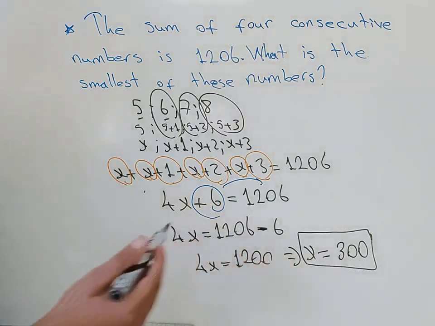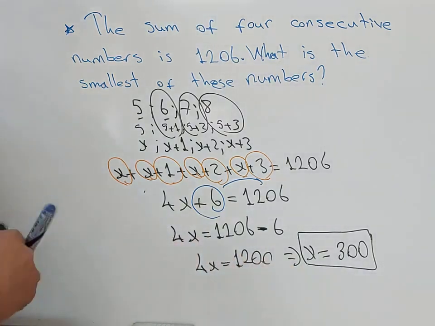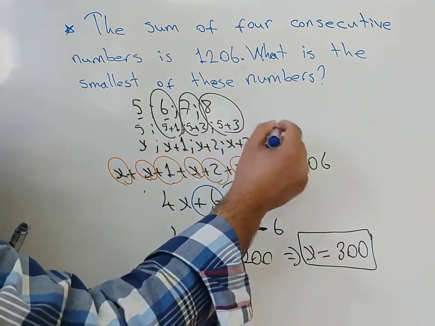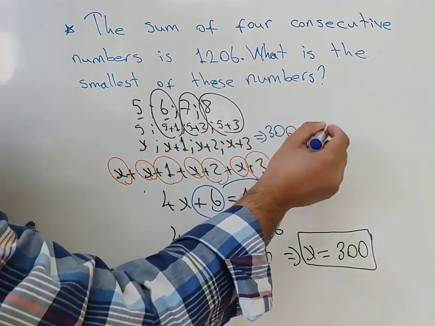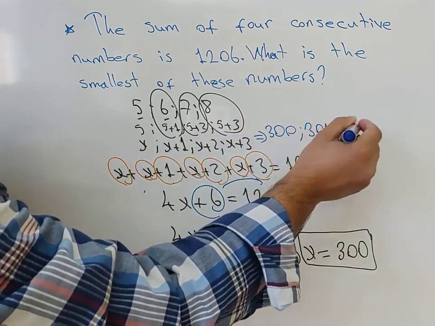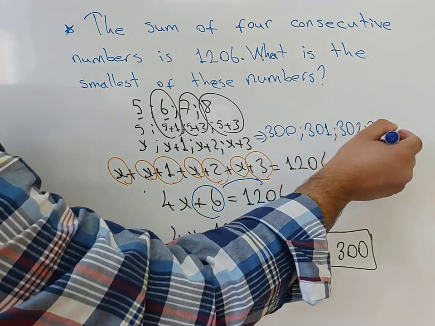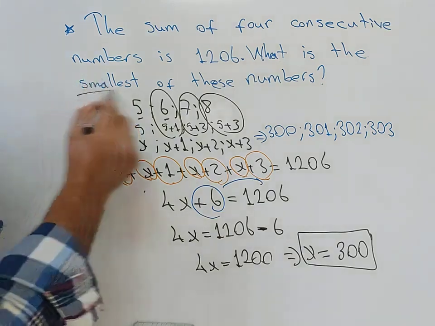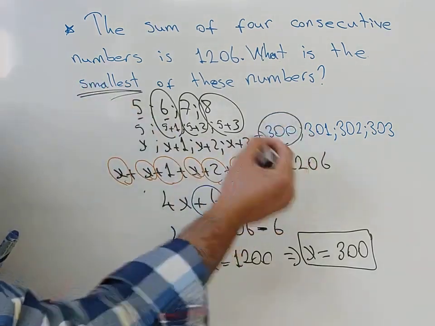So my numbers are going to be, from there, 300, 301, 302, and 303. And the question is asking for the smallest of these numbers, which is 300.